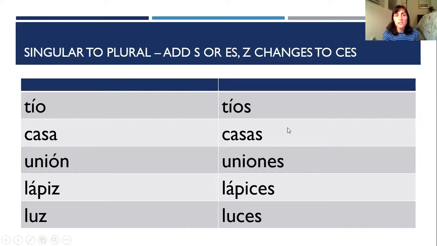All right, so how do you make things plural? You just add an S if it ends in a vowel. Tío becomes tíos, casa becomes casas. If it ends in a consonant, you add ES. Unión becomes uniones. Or if that consonant happens to be a Z, the Z would change to C before you add ES. Lápiz becomes lápices, and luz becomes luces.